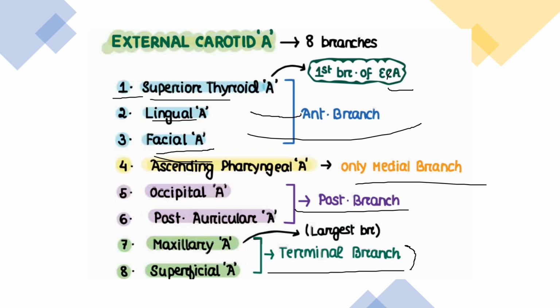The middle branch of this artery is the ascending pharyngeal artery. Now coming to the posterior branch, we have only 2 arteries: occipital artery and the posterior auricular artery. And the terminal branch, we have the maxillary artery and the superficial temporal artery, of which the maxillary artery is the largest branch.